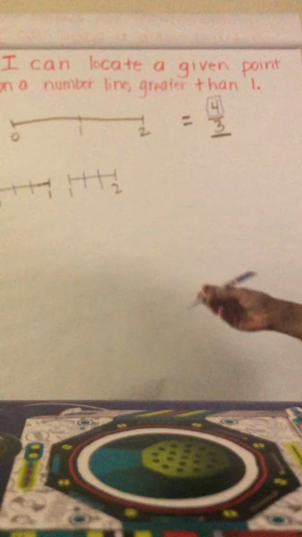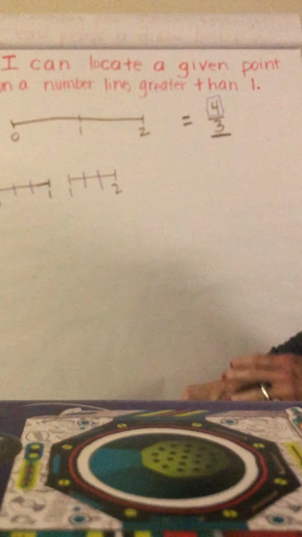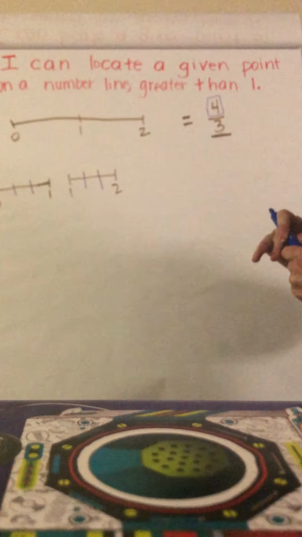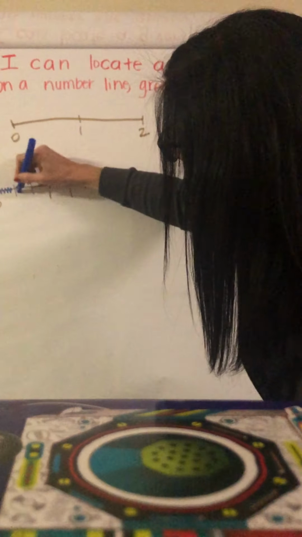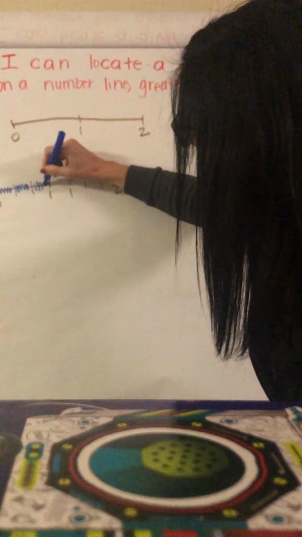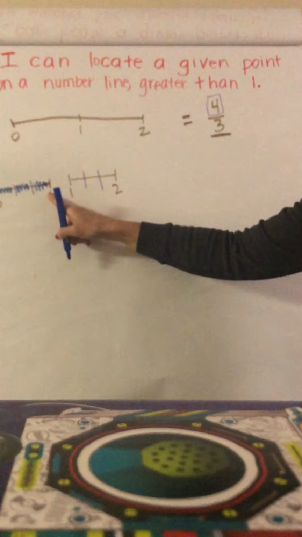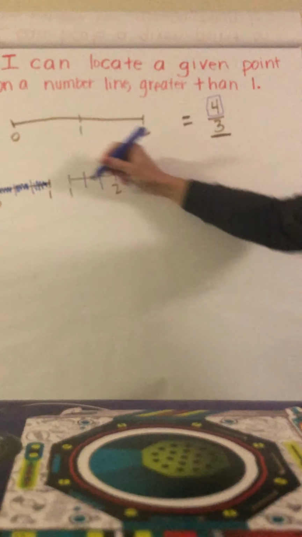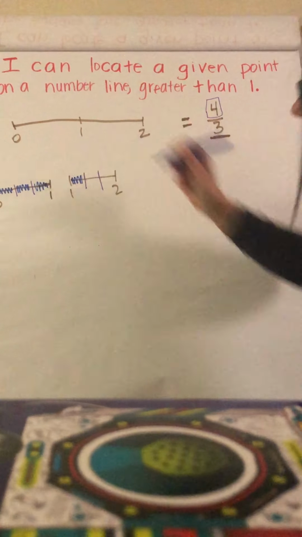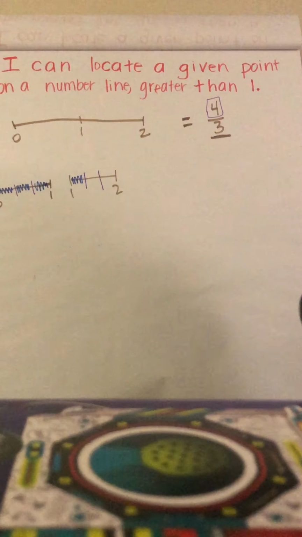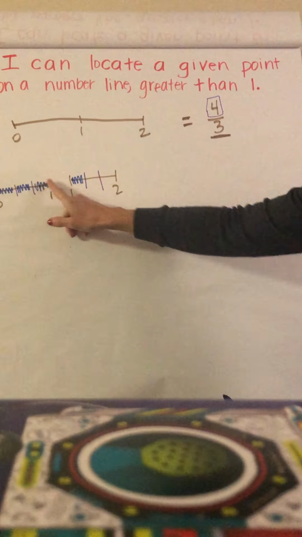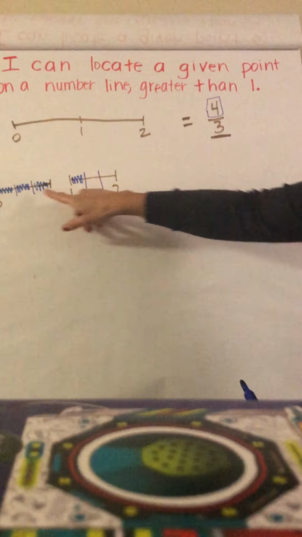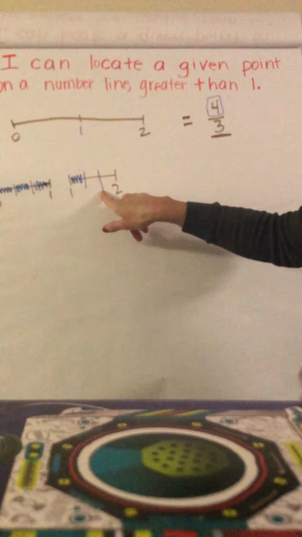So let's do that. 2, 3. So I've got one whole shape and I'm going into another one. 4. So I shaded 4 of the thirds. 1, 2, 3, 4.